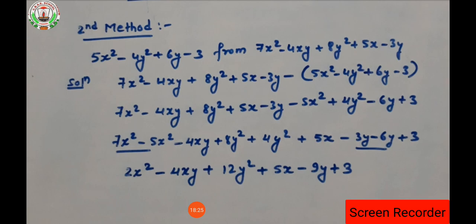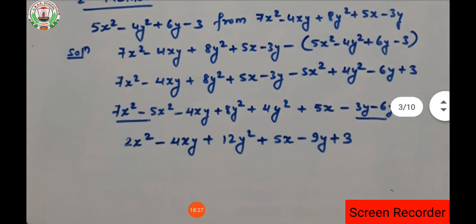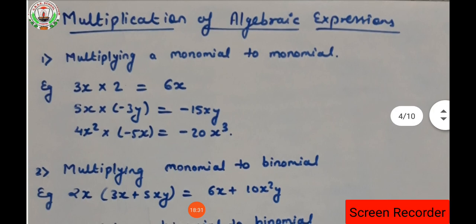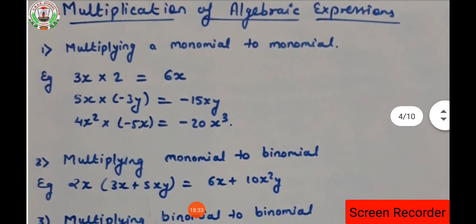Last year also we had studied this, this year also the same. Next is multiplication of algebraic expressions. How to multiply the terms? Multiplying a monomial with a monomial, for example 3x into 2, it will become 3 into 2 which is 6, isn't it? And x multiplied with 2 will remain x itself, so it will be 6x.